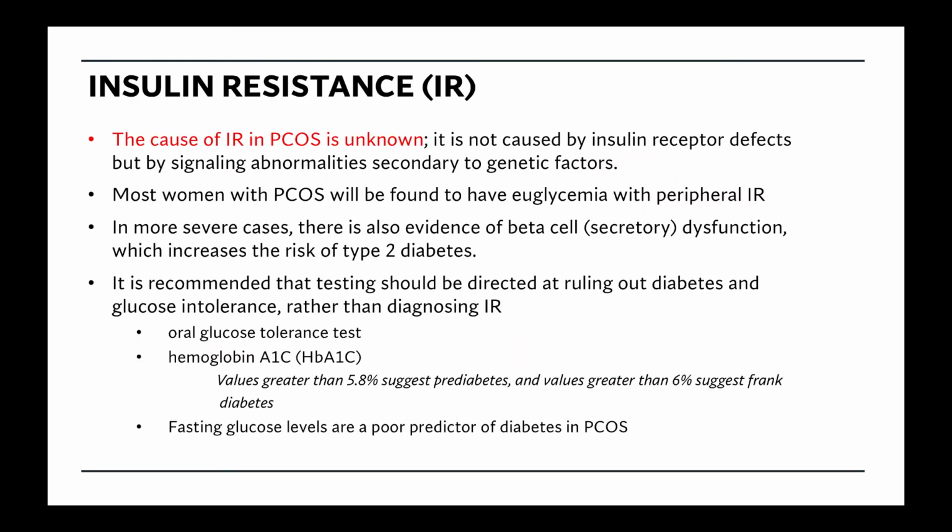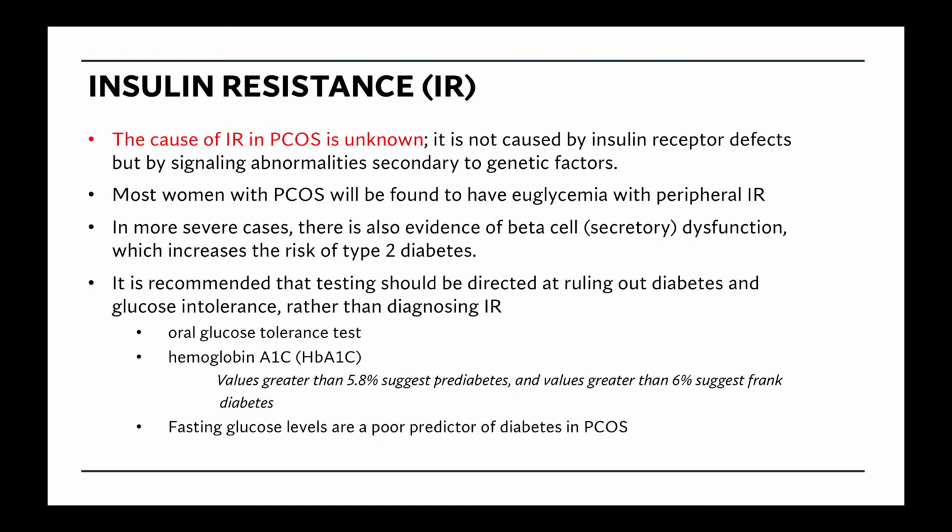The cause of insulin resistance in PCOS is actually unknown. It is not caused by insulin receptor defects, but by signaling abnormalities secondary to genetic factors. Most women with PCOS will be found to have euglycemia with peripheral insulin resistance. In more severe cases, there is also evidence of beta cell secretory dysfunction, which increases the risk for type 2 diabetes. It is also recommended that testing should be directed at ruling out diabetes and glucose intolerance among patients with PCOS rather than establishing IR.